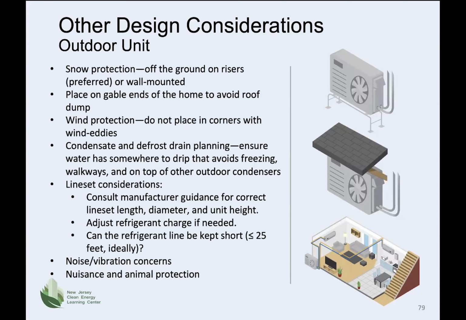But if the gables are on the sides, and the front and the back have a large overhang, it would still be okay to locate it under that. But you do want to provide some type of protection overhead for your outside unit. And you could consider putting a small little roof over it.